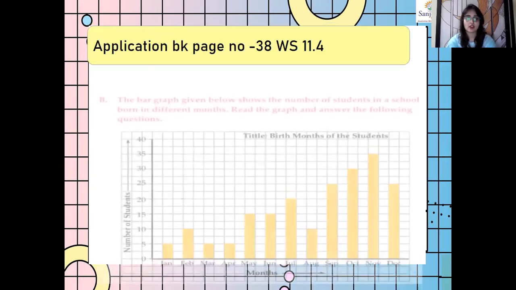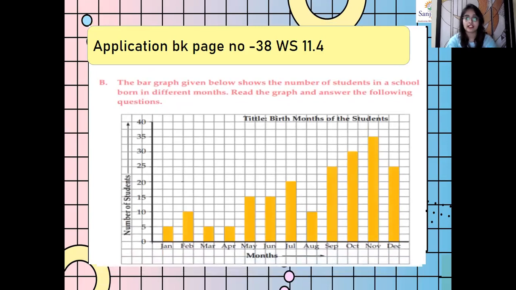Let us move on to the next question of your application book, page number 38, worksheet 11.4, question number B. The bar graph given below shows the number of students in a school born in different months. How many students have been born in January, February, March, and so on. Read the graph and answer the following questions. Again, you need to read and understand the graph properly, and then answer the questions.